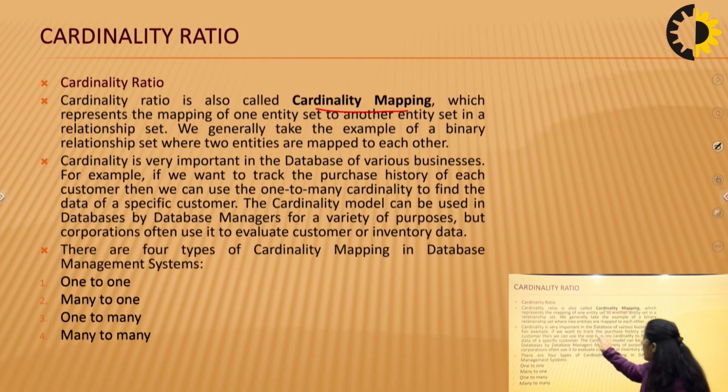Suppose we want to track the purchase history of each customer, then we can use the one-to-many relationship or cardinality to find the data of a specific customer. The cardinality model can be used in databases by database managers for a variety of purposes, but corporations often use it to evaluate customers or inventory. So these are the 4 types of cardinality mapping or ratio which we have already discussed.